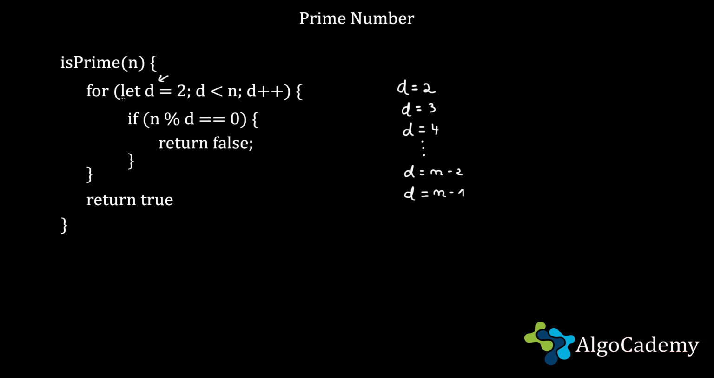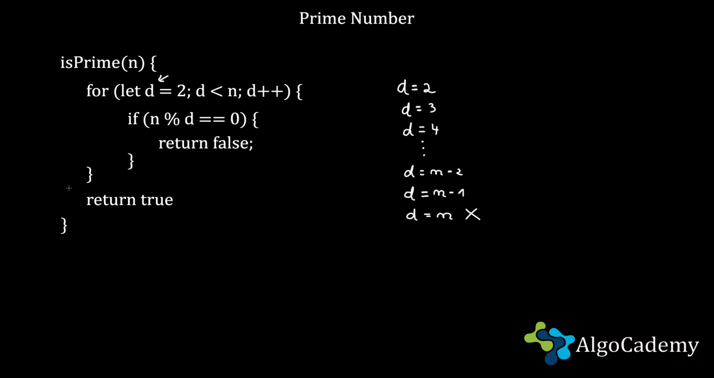But on the next iteration, when we first increment d, so d becomes equal to n, and then we check if its value is less than n, we will get a false. So we will not execute what's here, but exit the for loop right away.